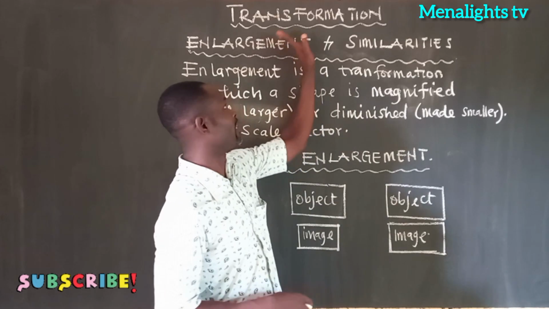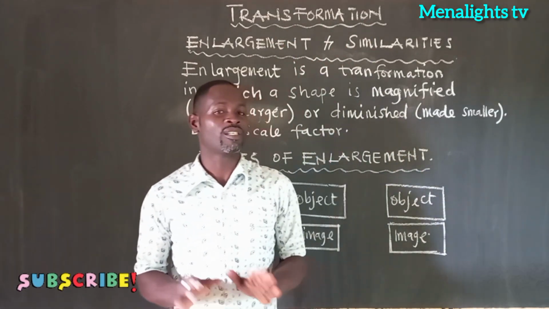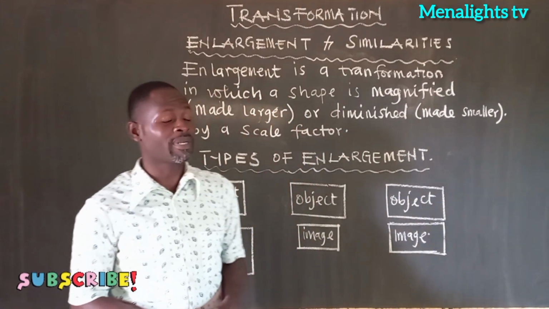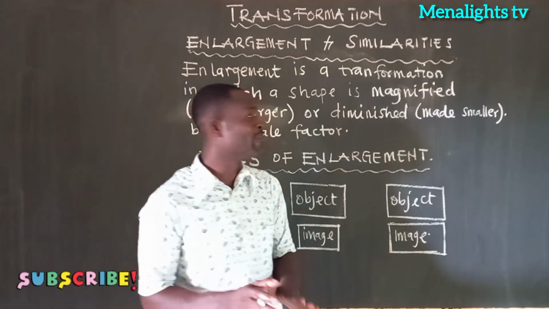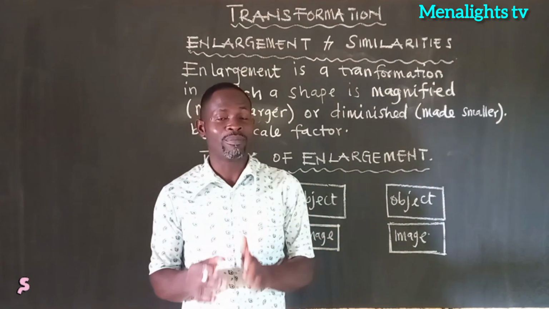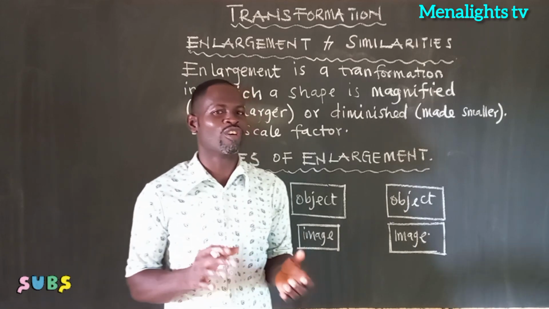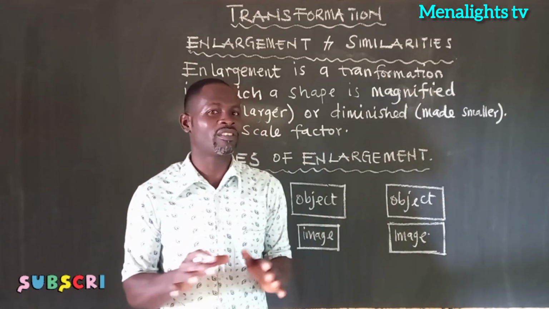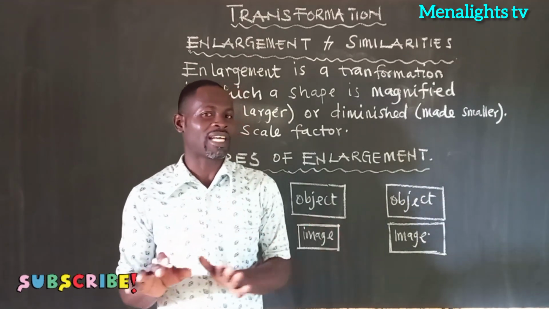As we have started with transformation, today our topic is going to be based on enlargement and similarities. Now, enlargement is a transformation in which a shape or an object is being magnified, that is, made larger, or diminished, made smaller, by a scale factor. When an object is magnified or diminished by a scale factor, we call this an enlargement.